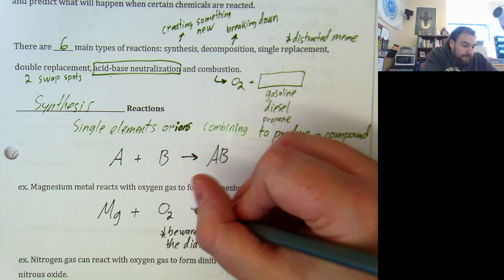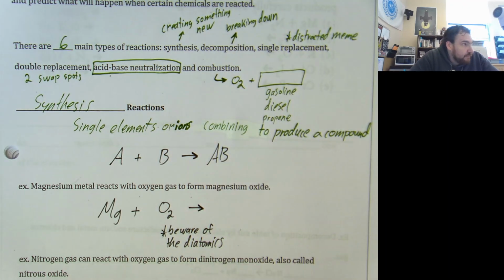So let's just say instead of oxygen, would it be just the O then? Nope. Oxygen on its own will always be O2. When it's with something, you have to balance charges. So, these two are going to react to form magnesium oxide.